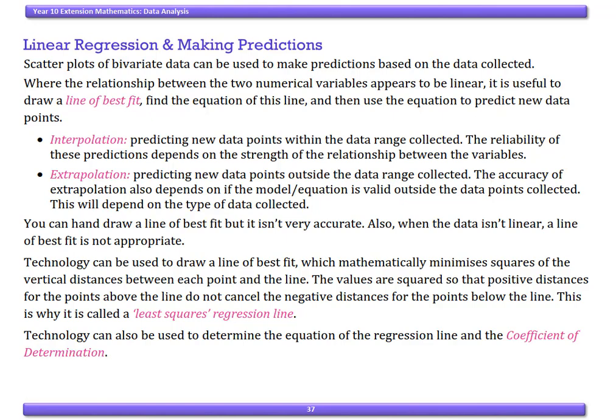So the reliability of those predictions depends on the strength of the relationship between the variables. So the higher my R value is, the better the prediction will be. Okay, so the higher R is, or closer to -1 or 1, the better the prediction.